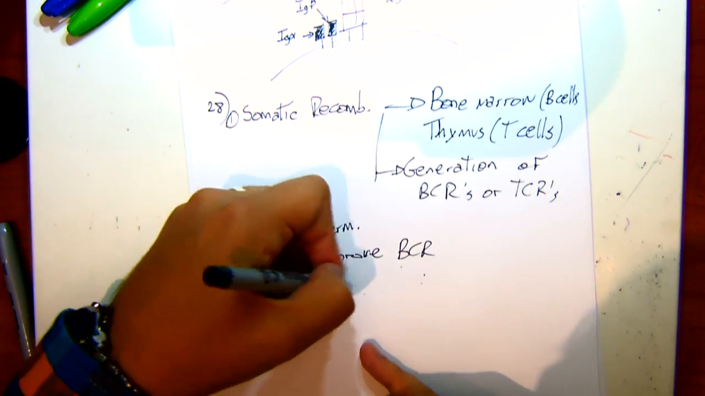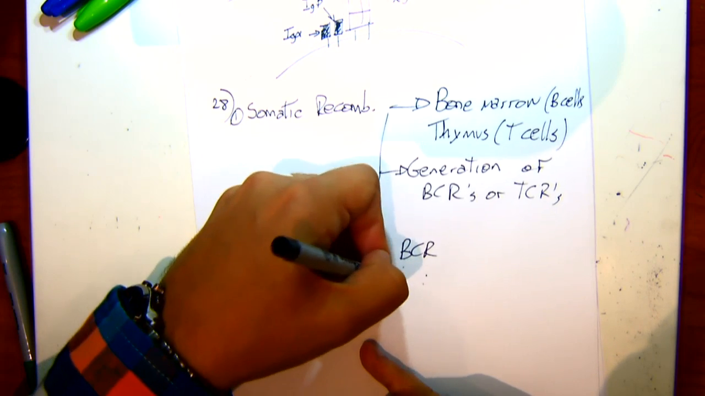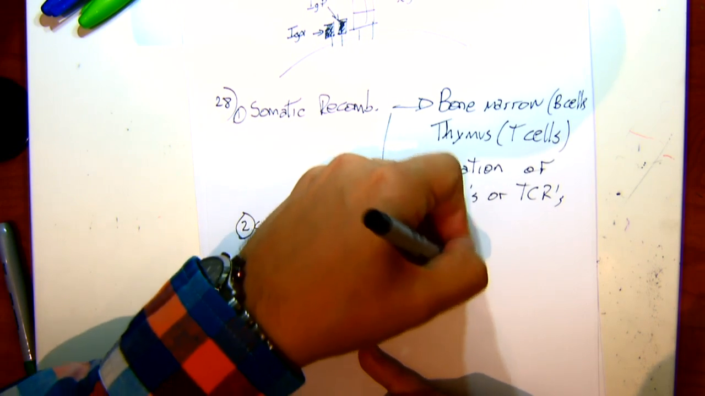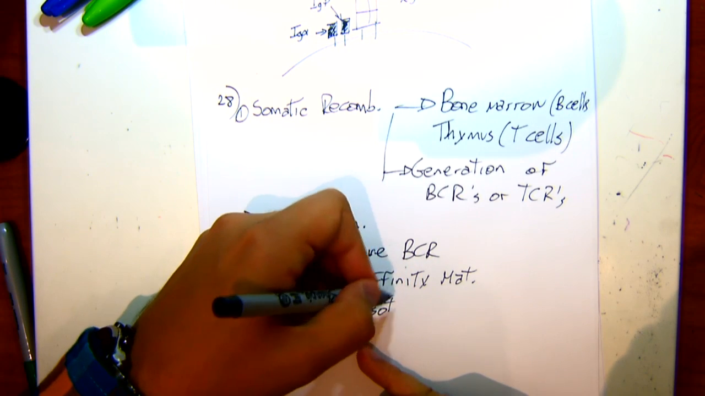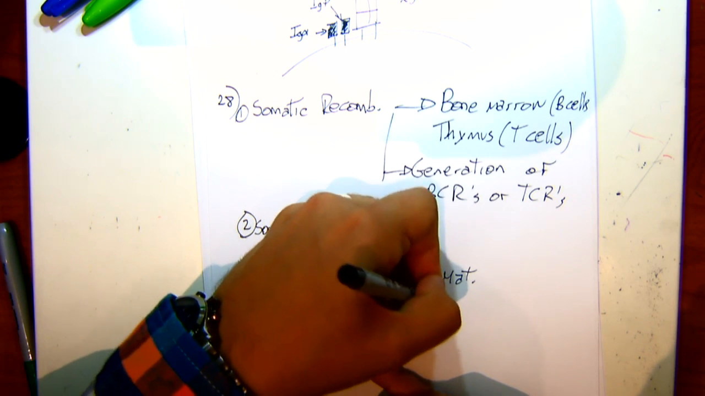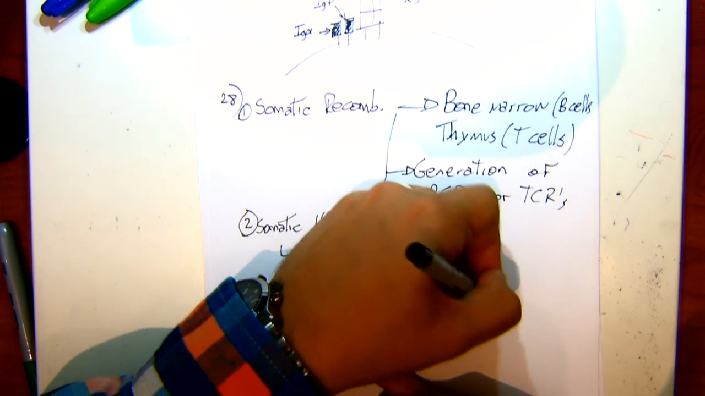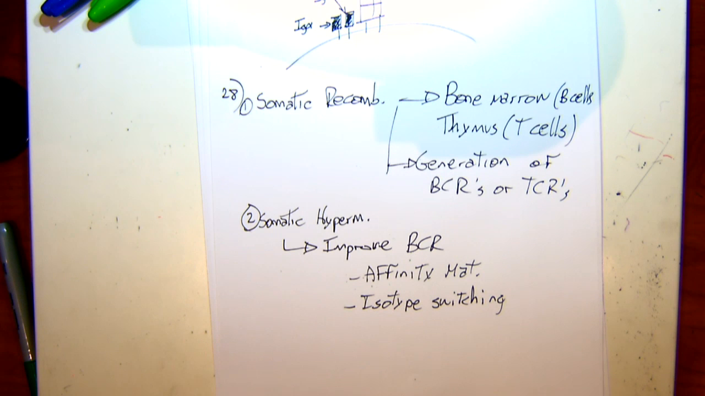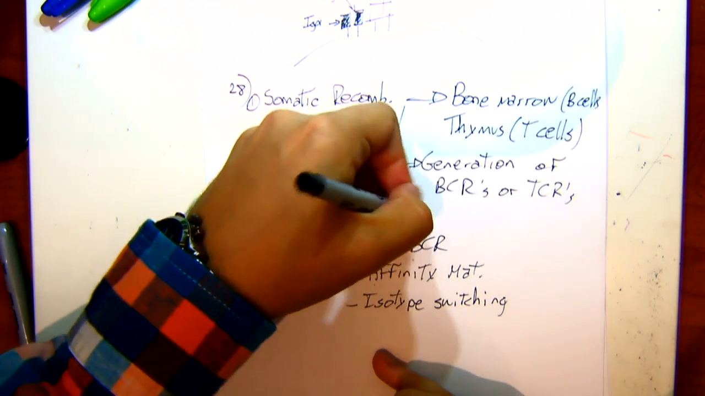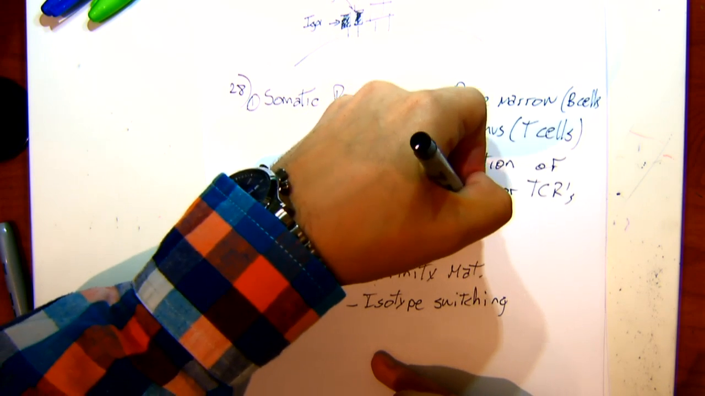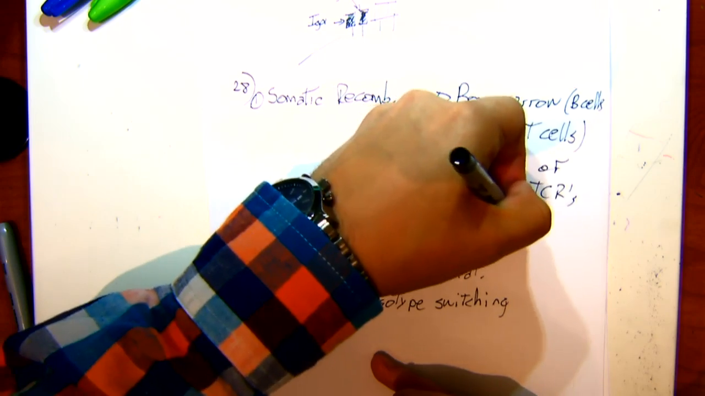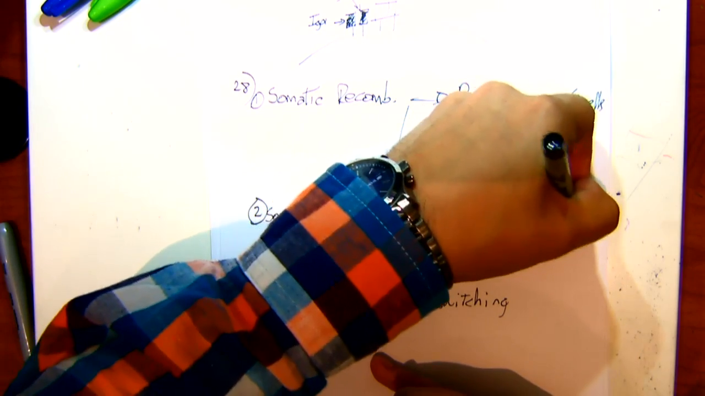So you're going to have affinity maturation and isotype switching. Make sense? Yeah? Cool. Awesome. So that's basically the difference. And somatic hypermutation will happen in your secondary lymphoid tissue.